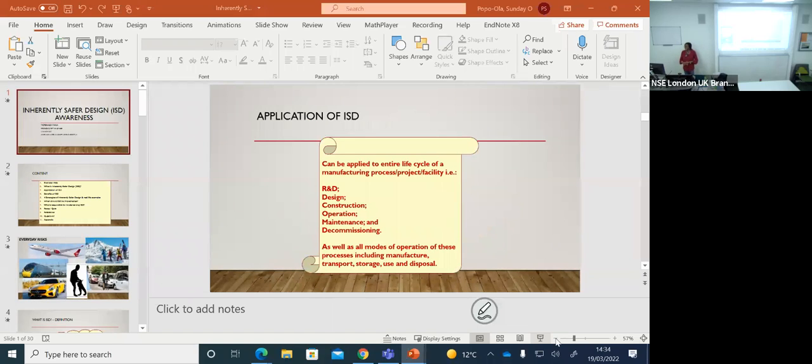So where can it be applied? It can be applied to the entire life cycle of a process, of a project, or a facility. We can apply this concept in research and development, in design, in construction, operation, maintenance, and decommissioning. So all the life cycle stages of our facility. Also, all the modes of operation of these processes, including its manufacture, transport, storage, use, and disposal. We can apply this concept of inherently safer design.